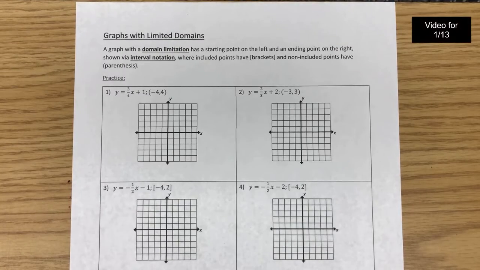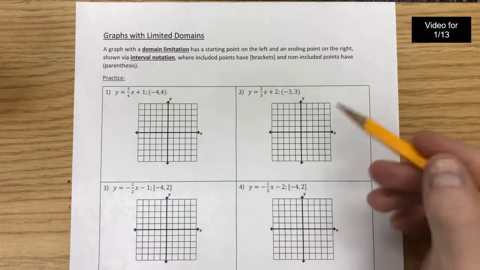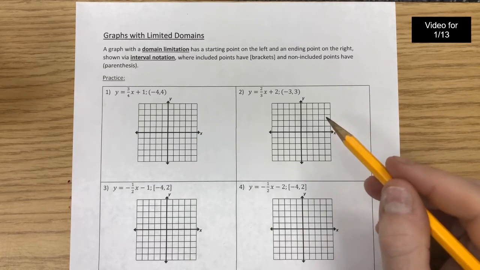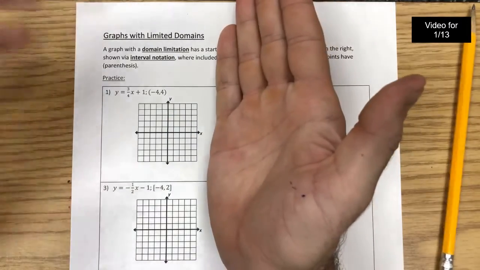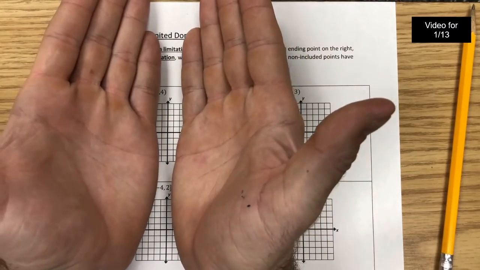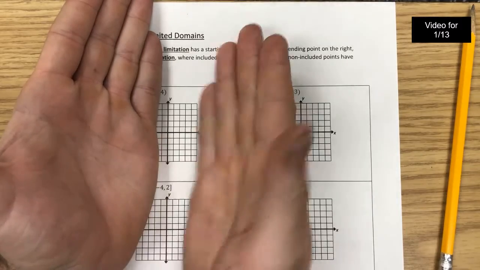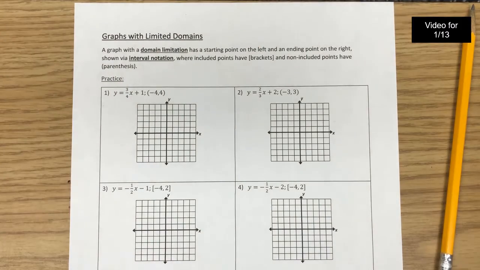Okay, so today we're going to be doing graphs with limited domains. What this means is we're going to be graphing these lines, and we're going to be graphing them in pencil, very lightly, because we're going to be erasing a good bit of each one of these lines. Because a limited domain means we're going to have walls on each side of the graph, and we're only looking at the part of the graph that's between two values.